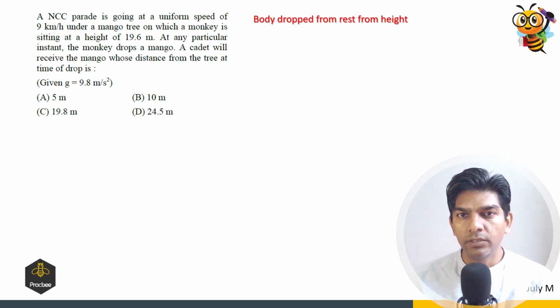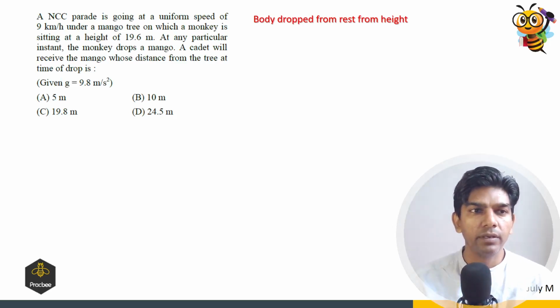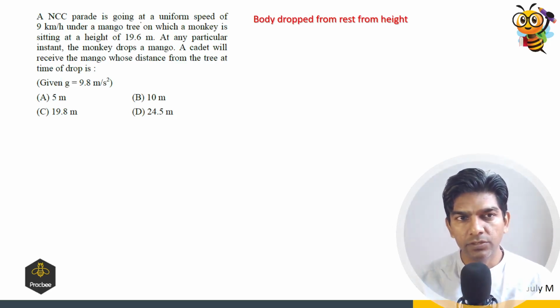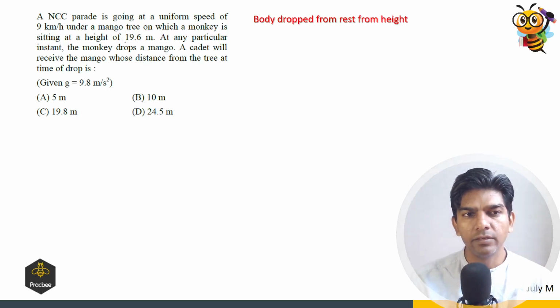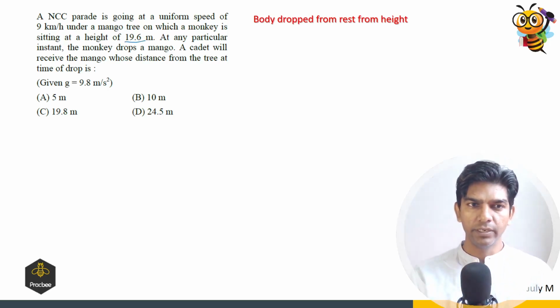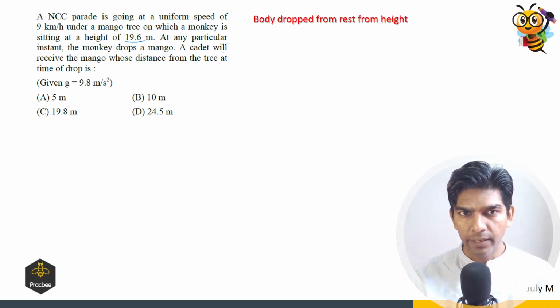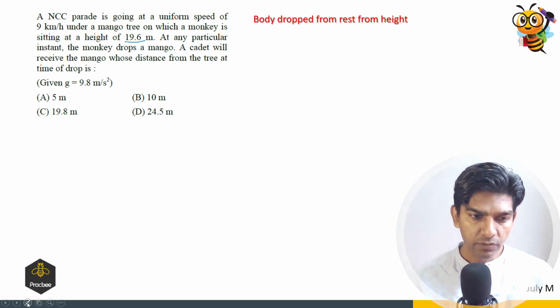Now let us see another problem based on the same problem type. An NCC parade is going at a uniform speed of 9 kilometers per hour under a mango tree on which a monkey is sitting at a height of 19.6 meters. At any particular instant, the monkey drops a mango. A cadet will receive the mango whose distance from the tree at the time of drop is. Okay, right. So let us see what we have been given.